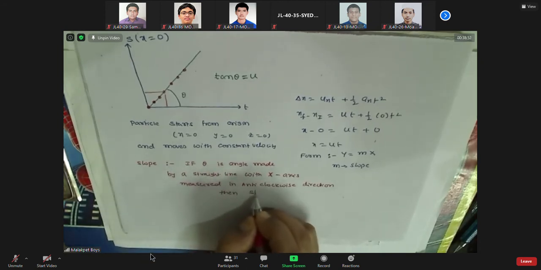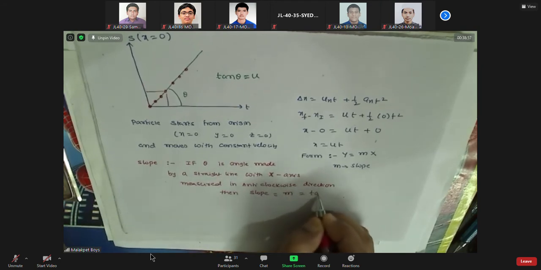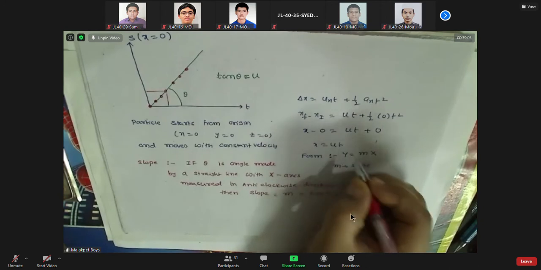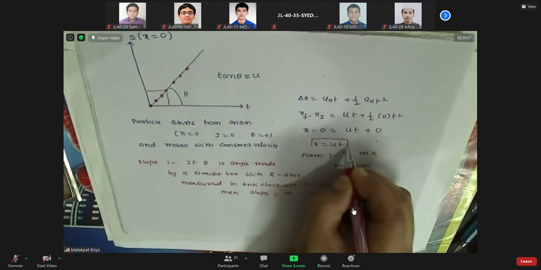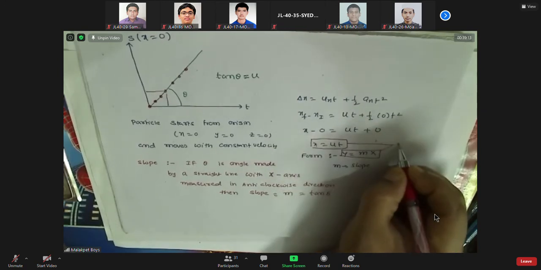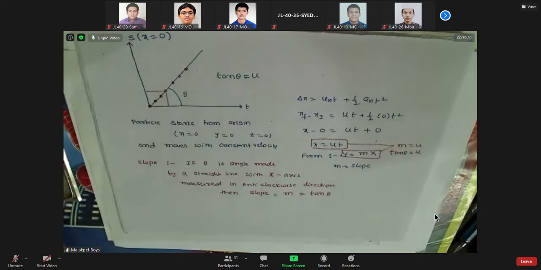Then slope equals m equals tan theta. Agreed? Followed? So here if you compare this one and this one, from these two, what is m? You only know what is m. Why I wrote this directly. Understood this? At least now you understood. Yes, sir. Understood, sir.